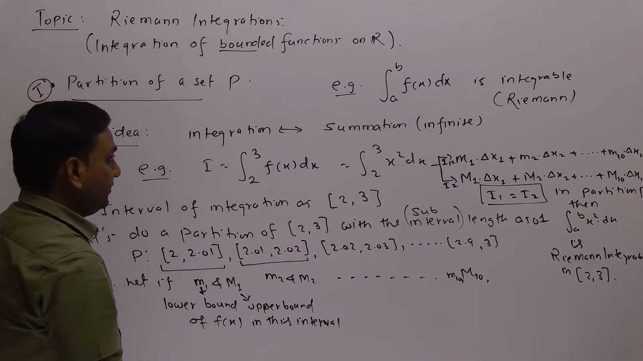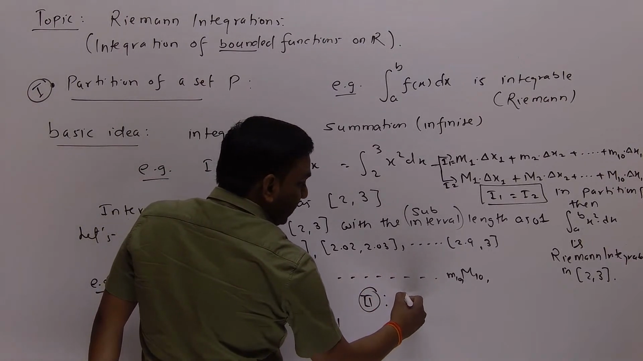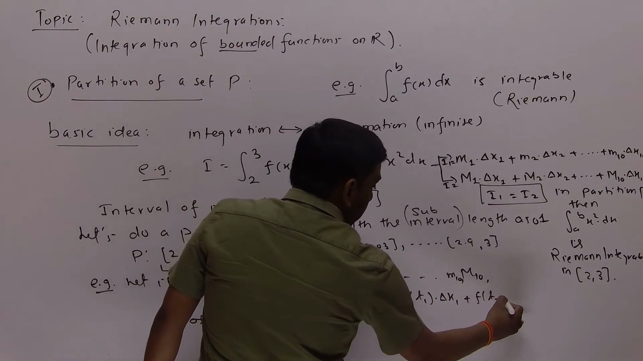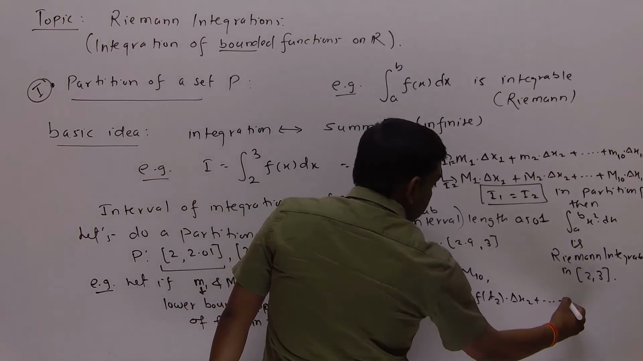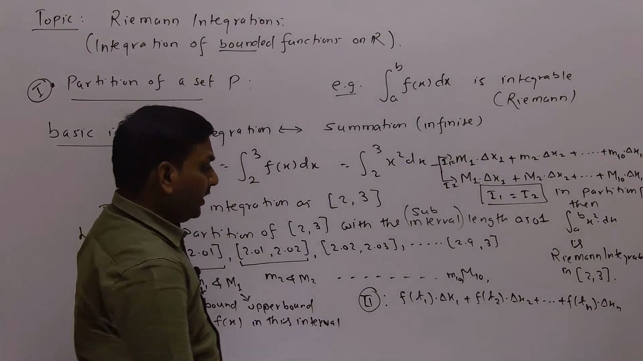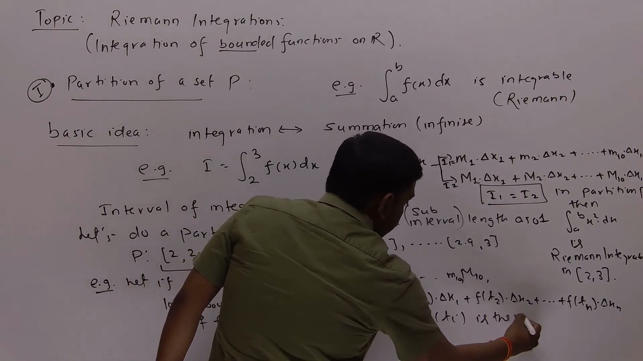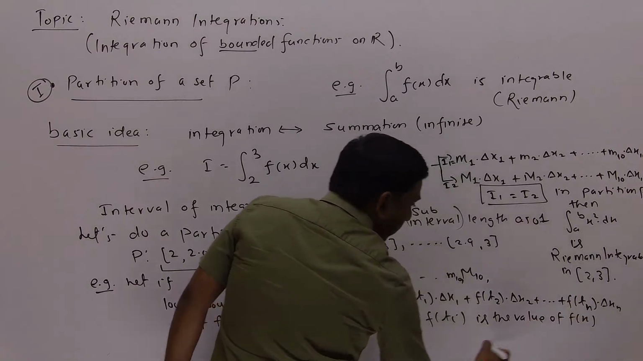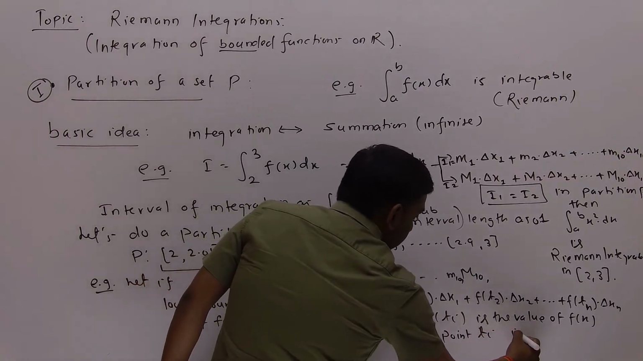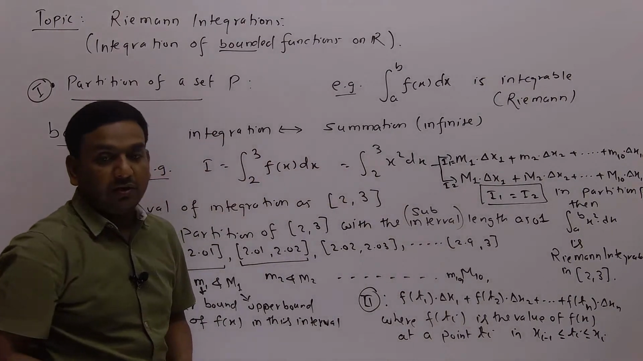The other part is you consider, ध्यान से देखिएगा, let's say f of t1 into delta x1, f of t2 into delta x2, plus f of tn into delta xn, where f of ti is the value of f of x at a point ti in, let's say, xi minus 1 से xi के बीच में you have taken a point ti.